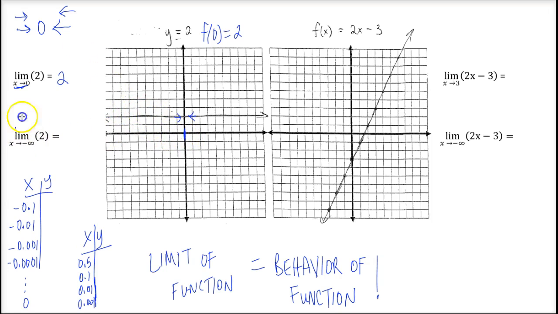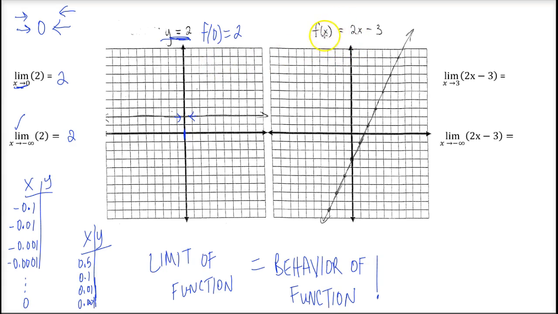Now, this particular limit says, what is the behavior of the function y equals 2 as x approaches negative infinity? In other words, as x gets smaller and smaller from a negative perspective, what are the y values doing? Again, since this is a constant function, we know that the result is still going to be 2, because no matter how small my numbers get from a negative standpoint, my y values always approach 2, no matter how it looks.